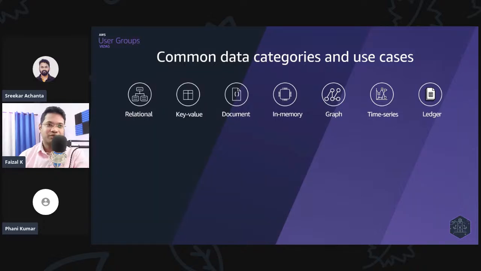Primarily, what the world has been using for a very long time is relational databases. Let me just quickly list out all of the databases. So there are relational databases, there are key value store databases, document databases, in-memory databases, graph databases, time series, and ledger databases. So we're just specifically talking about what these databases do and how do you decide what kind of a use case you have.